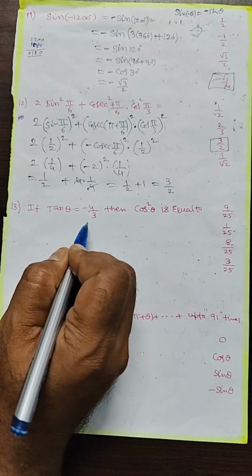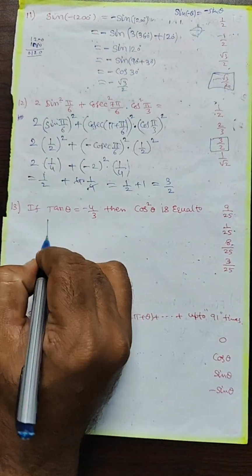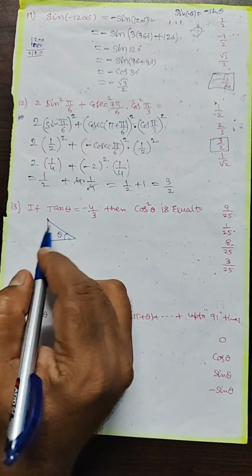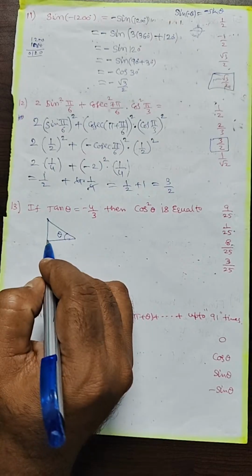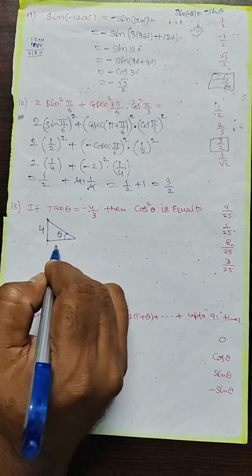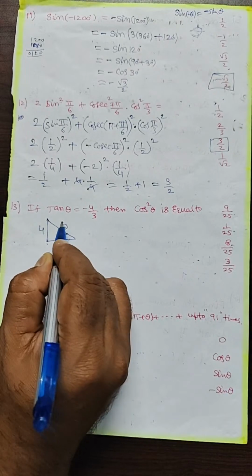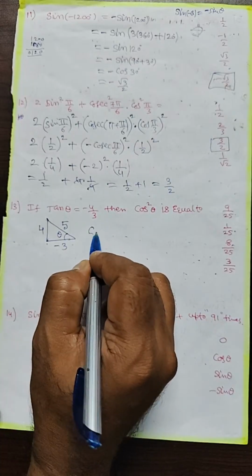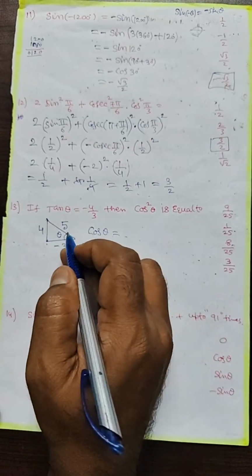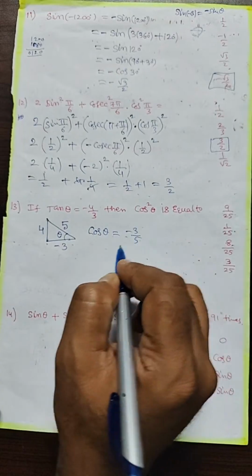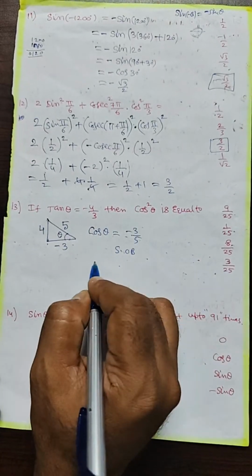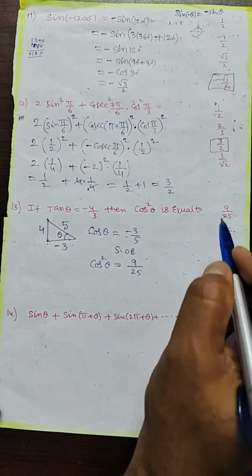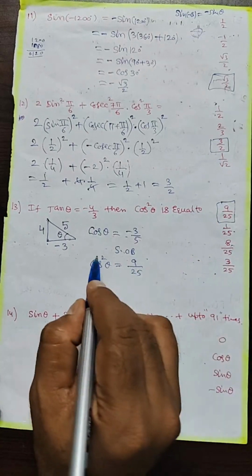Tan theta equal to minus 4 by 3, then cos square theta they are asking. So roughly, tan definition is opposite by adjacent side. Anyway, this is positive y, so it will be plus 4, it is minus 3. By using Pythagorean triples, it will be 5. So from this triangle, cos theta equals adjacent side by hypotenuse, minus 3 by 5. Squaring on both sides, cos square theta is equal to 9 by 25. It is there in the first option, dear students.